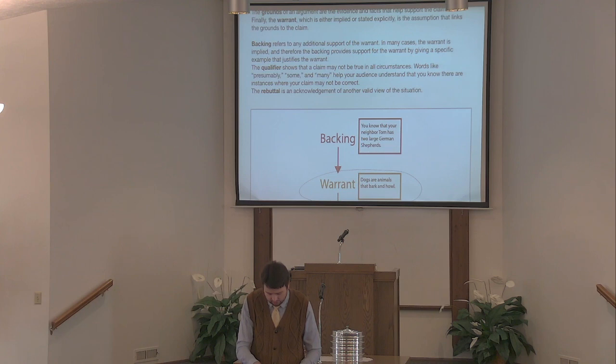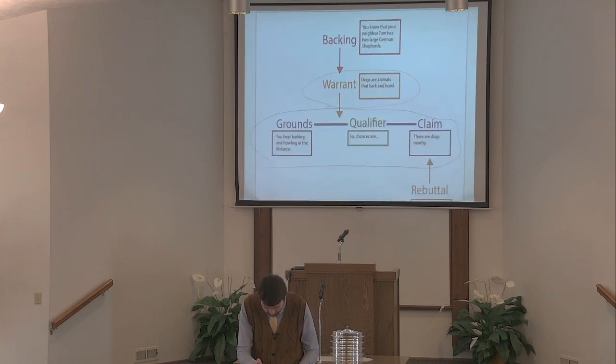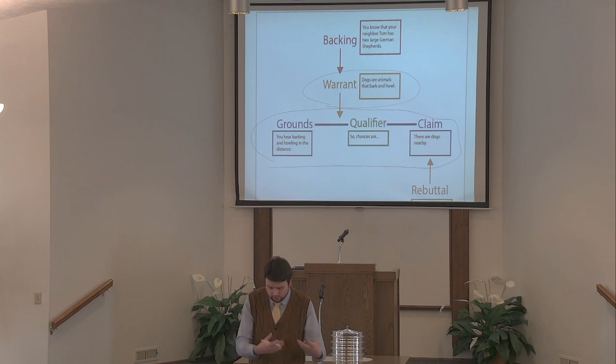So going back to our dog example, seeing now the whole picture, you hear barking and howling in the distance. There's your grounds. There's your evidence. Your warrant is dogs are animals that bark and howl. Qualifier: so the chances are there are dogs nearby. That's a qualifier on the claim. So you're not stating that I'm absolutely correct that there are dogs nearby. You're saying I am fairly sure that there are dogs nearby. You can see the difference there.